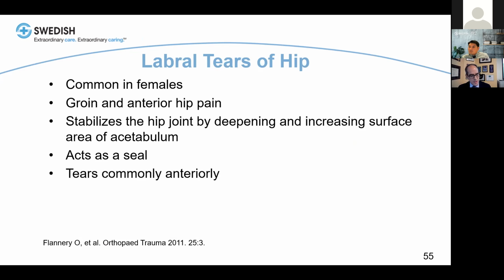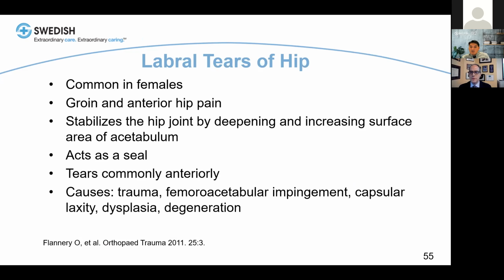Again, I see that sometimes these are overcalled because they may have a tear, but we're not sure if it's actually contributing to their pain. Wilson, any other ways that you test for labral tears? So yeah, the classic most sensitive test is the FADIR, the flexion, adduction, and internal rotation, and that's one of the more sensitive tests for labral tears.